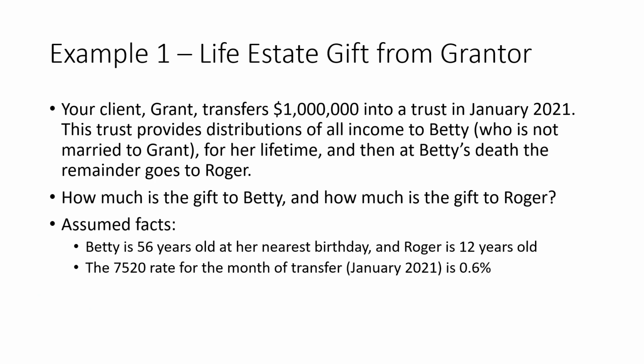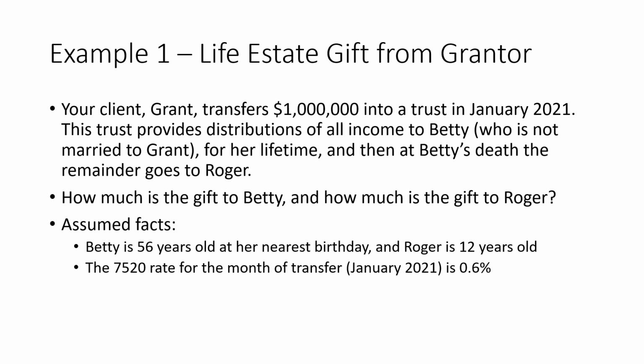So a lot of these facts are going to carry over across three examples, and we're going to start with this first example with a life estate gift from a grantor. So we have our client, Grant, who's the grantor of a trust. He puts $1 million into that trust in January of 2021. What this trust provides is a distribution of all income to Betty and nobody else for the rest of Betty's lifetime. Then at Betty's death, the remainder would go to Roger, the remainder beneficiary.